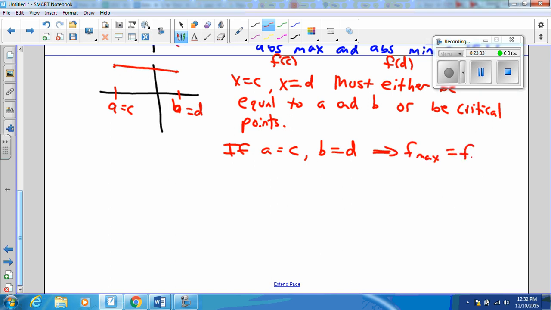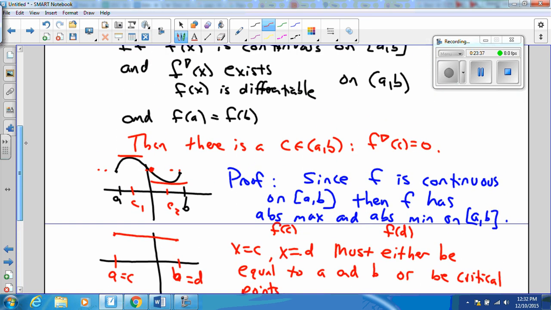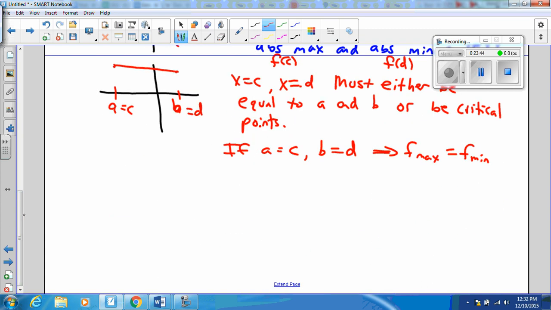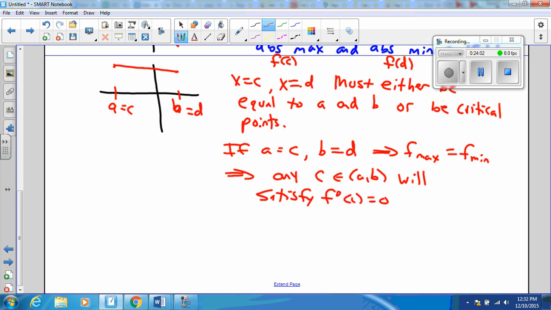And that means that f max equals f min. Why? Because one of my conditions was that f of a had to equal f of b. So the only way to draw f is as a horizontal line. Well, if that's true, then any c in the interval a to b will satisfy f prime of c is equal to 0.